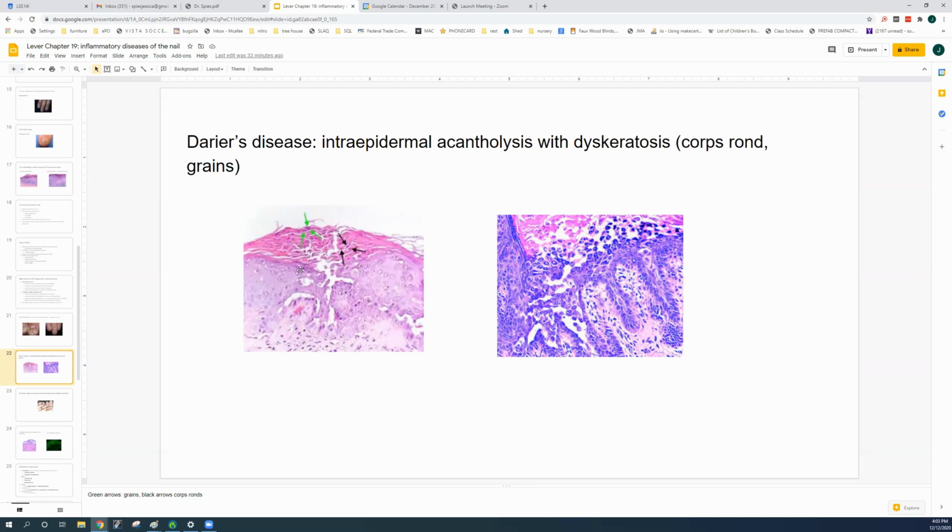And in this example, you can see the corps ronds and the grains, which are typical of the acantholytic dyskeratotic diseases, Darier's being one of them. And the grains are these perikeratotic nuclei in the parakeratosis, flattened purple nuclei. And the ronds are the dyskeratotic cells that are halfway between an acantholytic cell and a grain, and they're still round, as in rond. It's a corps rond, or a round body. And all right.